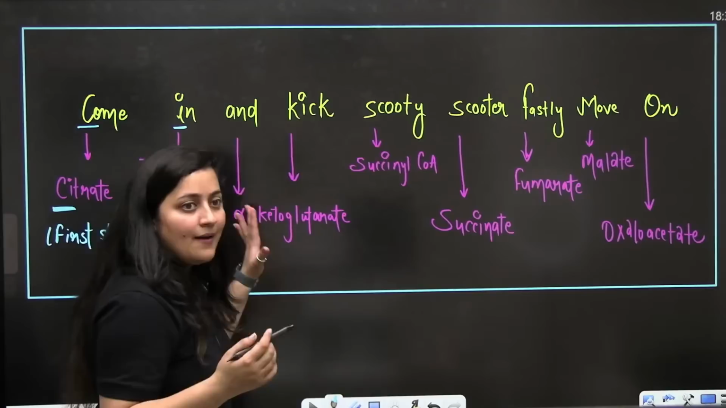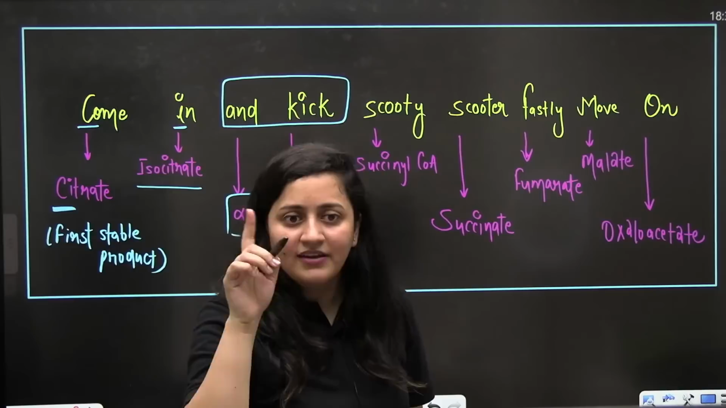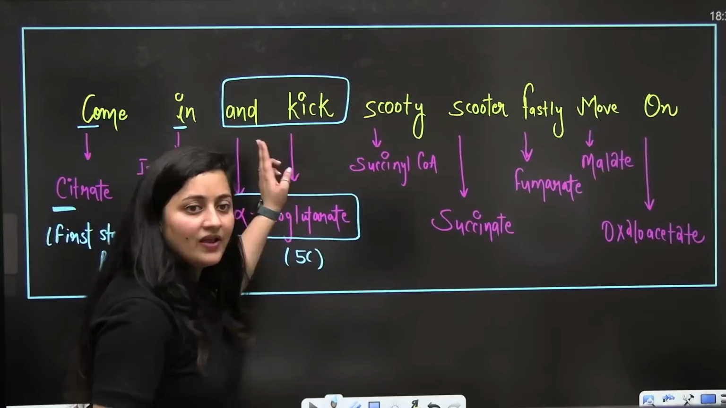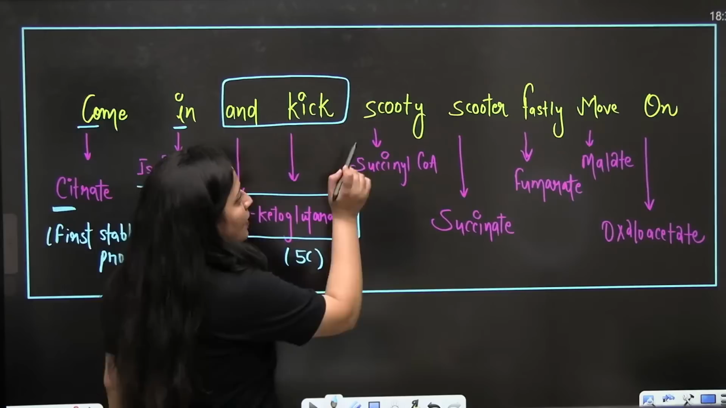So, come in and kick are together making alpha ketoglutarate, which is a 5 carbon containing compound, because here in the Krebs cycle, even carbon dioxide will be released. You will see how. So what is the trick? Come in and kick scooty scooter fastly move on. So C stands for citrate, I stands for isocitrate, and kick stands for alpha ketoglutarate, which is a 5 carbon containing compound.